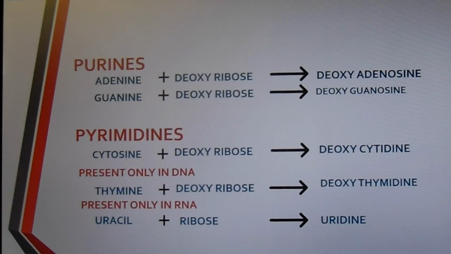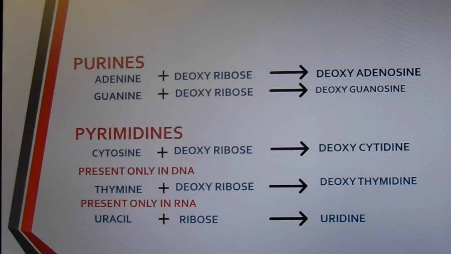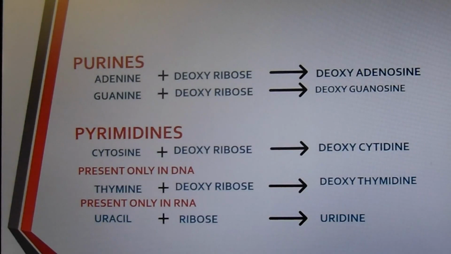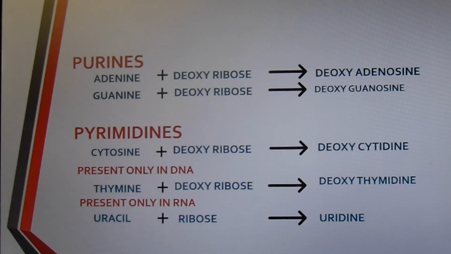When these nitrogenous bases chemically combine with sugars, they form new compounds. In DNA, adenine becomes deoxyadenosine, while guanine becomes deoxyguanosine. Similarly, names of pyrimidines also change. Cytosine and thymine become deoxycytidine and deoxythymidine. In RNA, however, there is no deoxyribose, so adenine becomes adenosine, guanine becomes guanosine, cytosine becomes cytidine, and uracil becomes uridine after combining with ribose sugar.